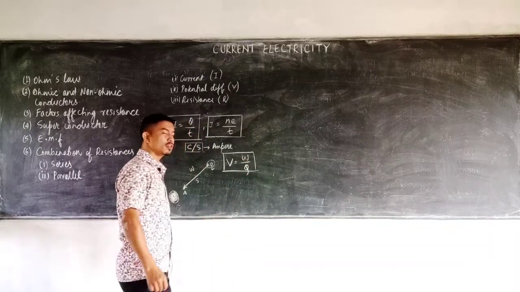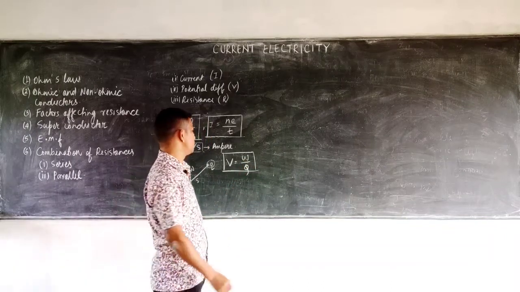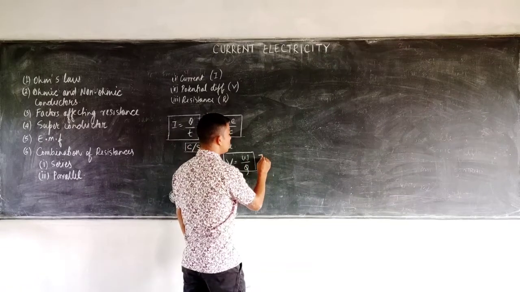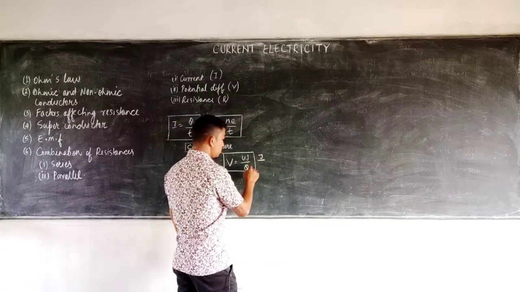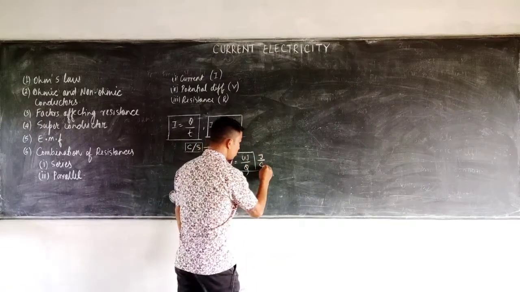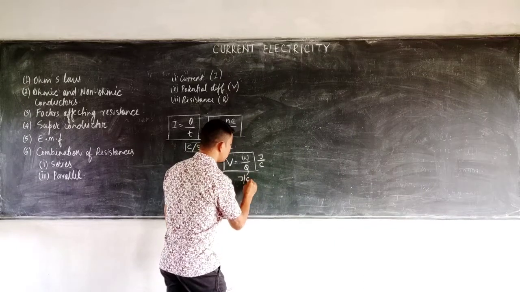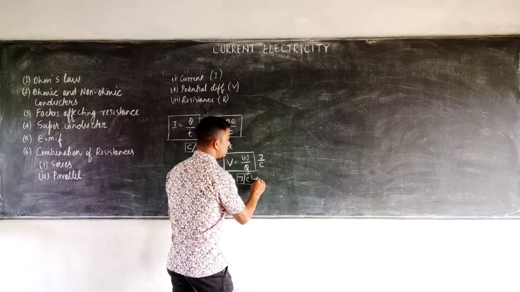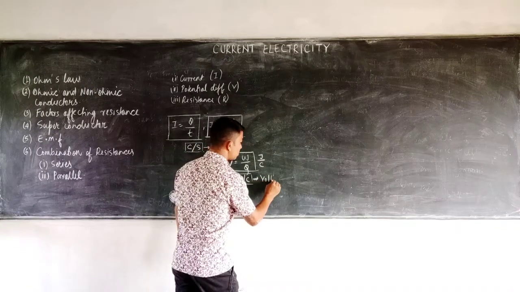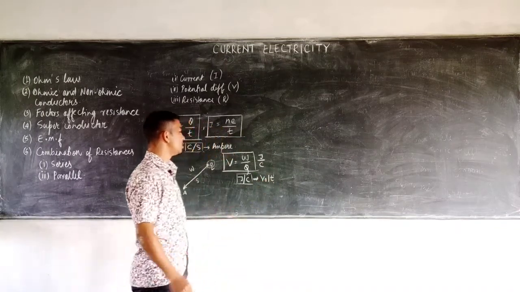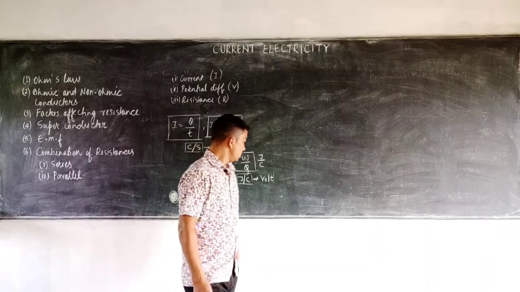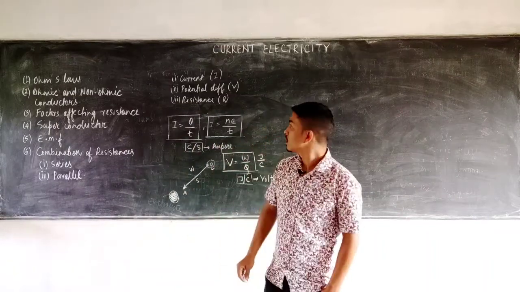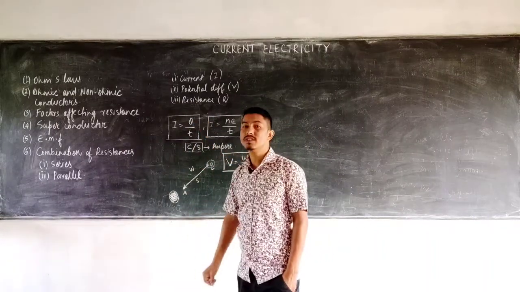Now coming to the unit of potential difference, the work is measured in joule and the charge is measured in coulomb. So joule per coulomb is the SI unit of potential difference, which is usually known as volt. So volt is the SI unit of potential difference. Now coming to the third term, the resistance.